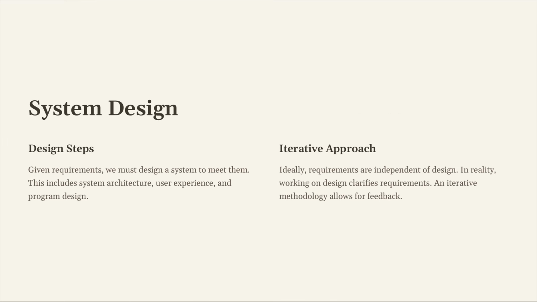Designing a software system starts with understanding the requirements. From there we create an architecture that defines how the system will work. This includes decisions about the user experience, the internal structure, and how the program will be implemented. In reality, the design process is often iterative. As we design, we learn more about the requirements, which can lead to adjustments. This feedback loop helps us refine the system to meet user needs and the technical constraints.